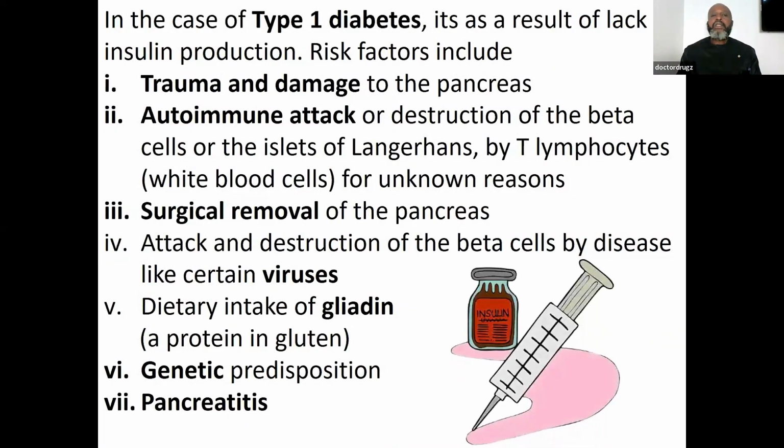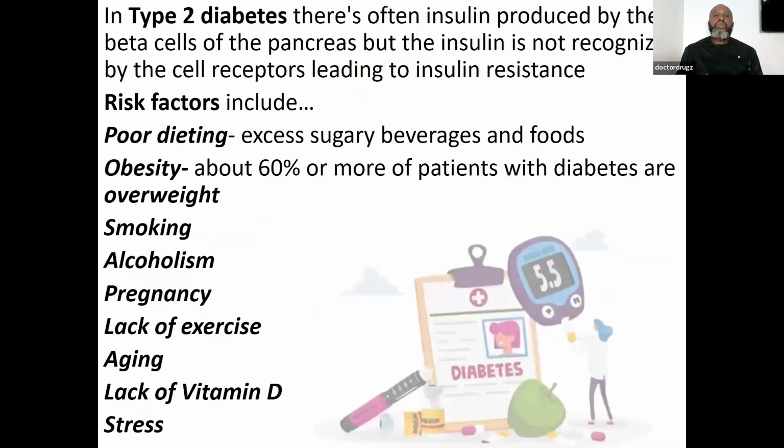So we talked about type 1 diabetes. What are a few things that can lead to it? Trauma or damage to the pancreas, autoimmune attack. For an unknown reason, the body begins to attack the beta cells of the islets of Langerhans. And of course, surgical removal of the pancreas is not left out. Viruses are not left out. Genetic predisposition and pancreatitis and so on and so forth.